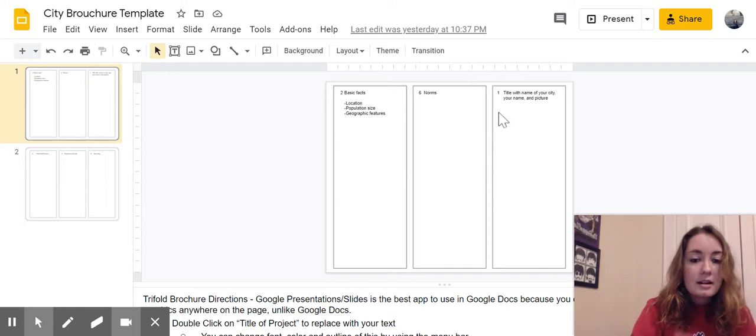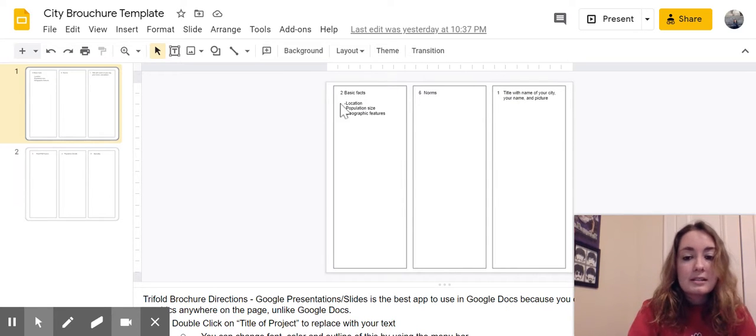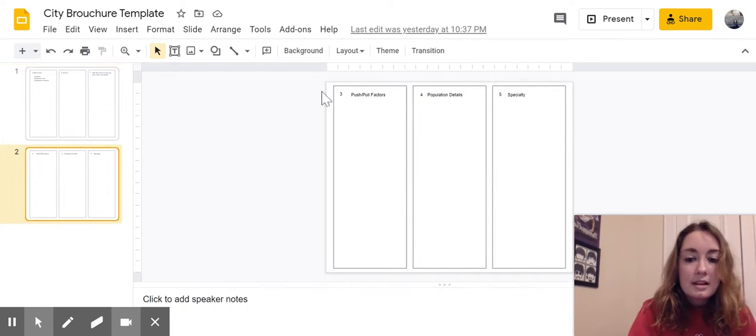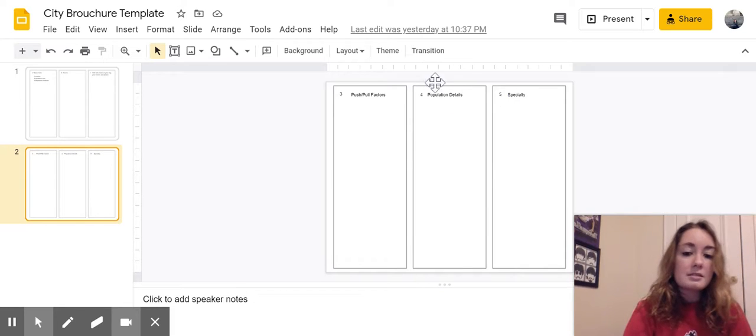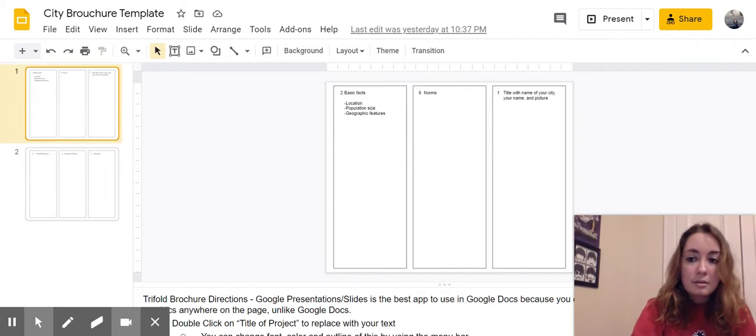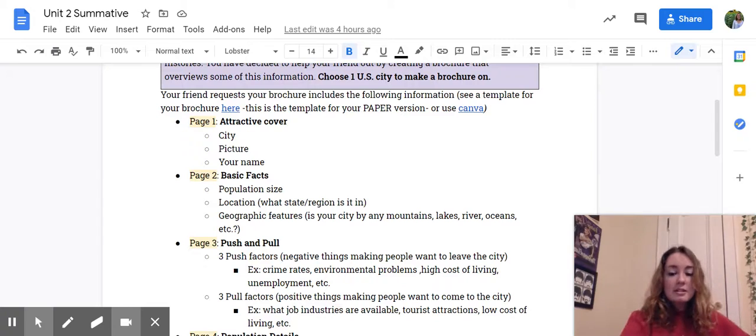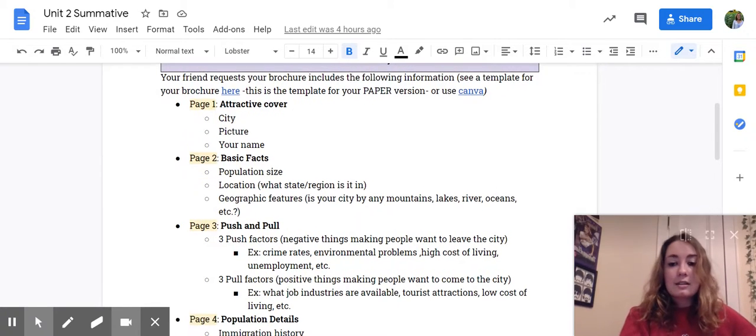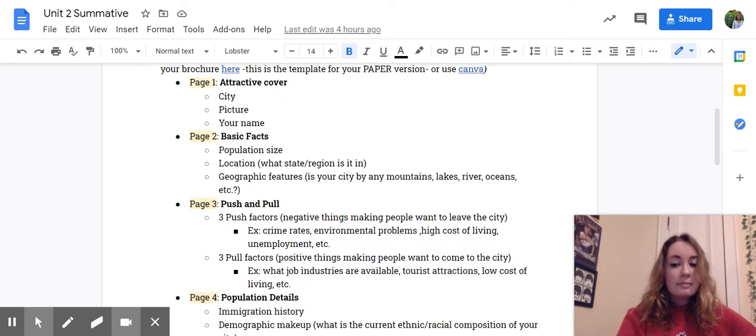So, right, you see a page on the title of your city, you see a page on basic facts, you see a page on push-pull factors, population details, specialty, and norms. Okay, so here are the specifics of what you are to include on each page. First, we need our attractive cover. So simply, you just need a picture of your city, the name of your city, and your name.